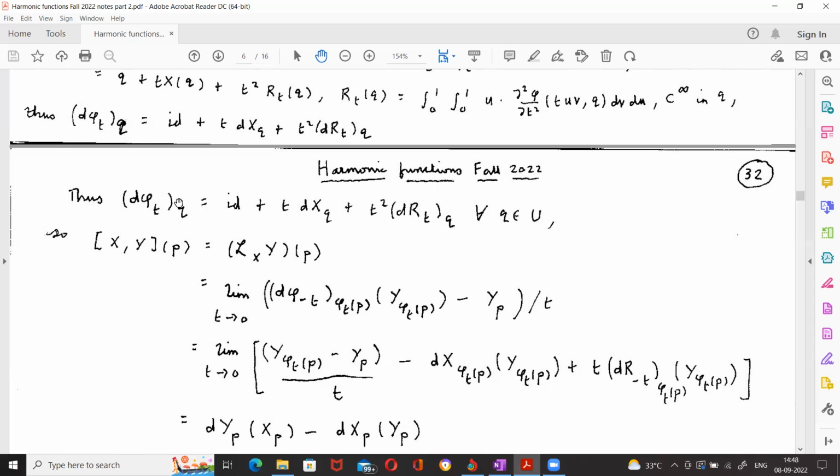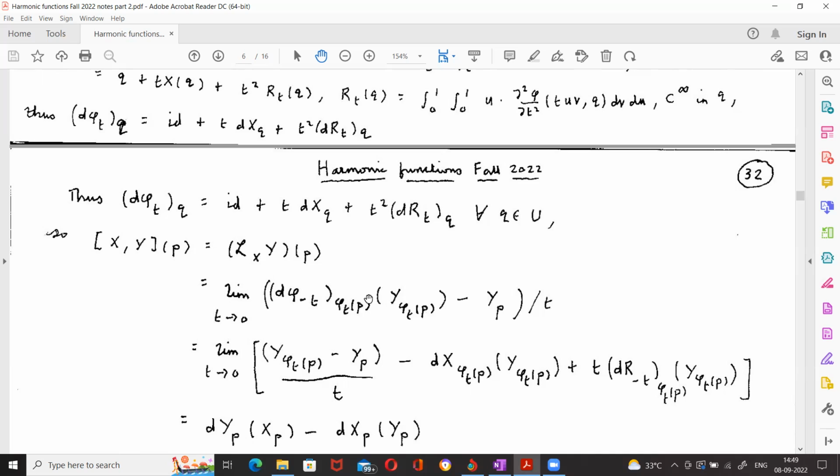Now I use the fact that the Lie bracket between x and y at p is equal to the Lie derivative L x y at p. So what is the Lie derivative? This is the limit as t tends to 0 of d phi minus t at the point phi t of p applied to the vector y at phi t of p, minus the vector y at p, divided by t. This is the Lie derivative. Yes?